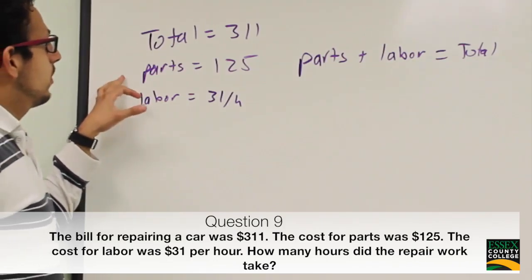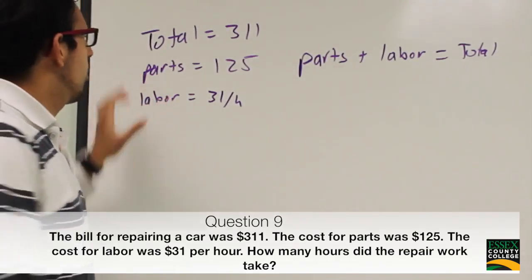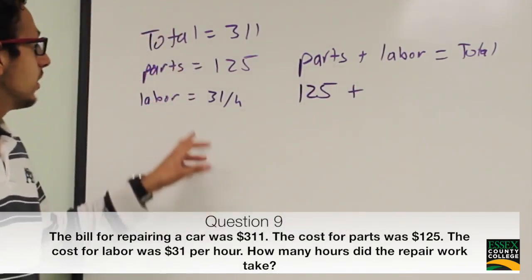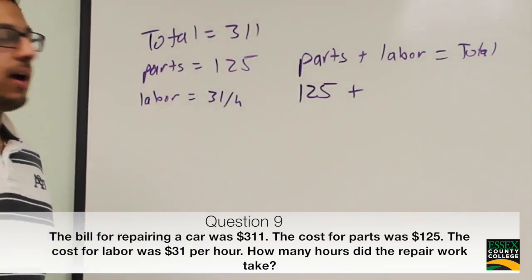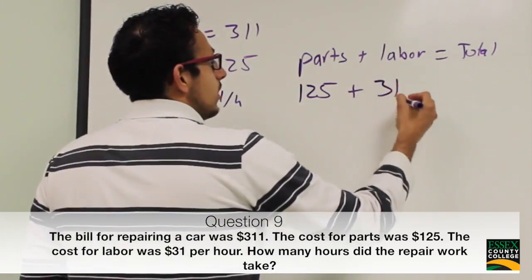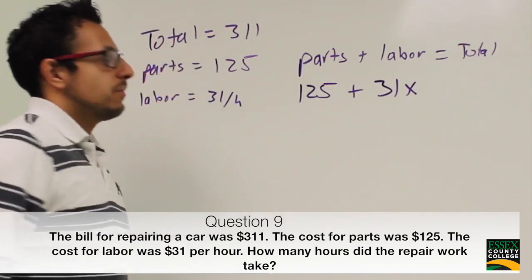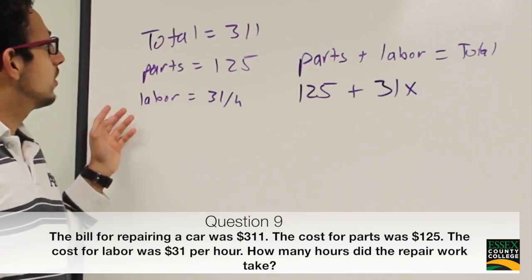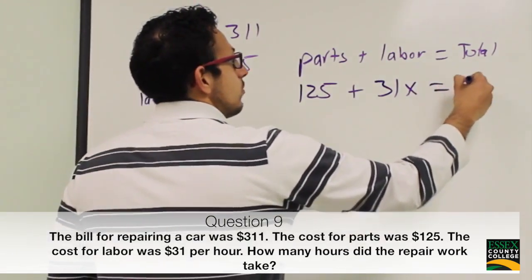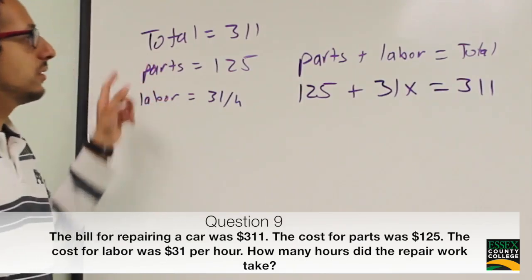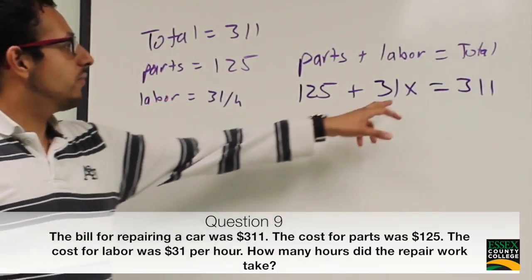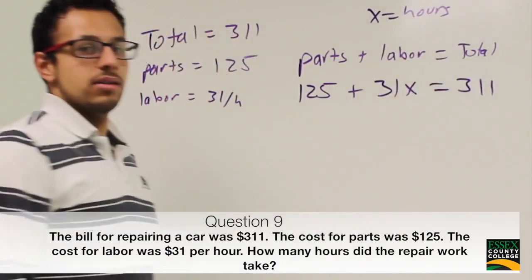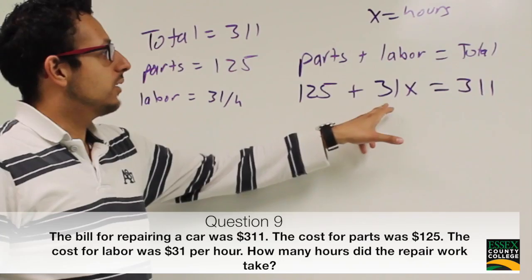So we know each part, so we're just going to fill in the equation. So parts is 125. We're going to add the labor. The labor is $31 per hour, right? So it's going to be 31 times X, because they ask us how many hours it takes for the repair work. And this is equal to 311, because that's the total bill. So X is equal to the hours, because they told us that the labor was $31 per hour.